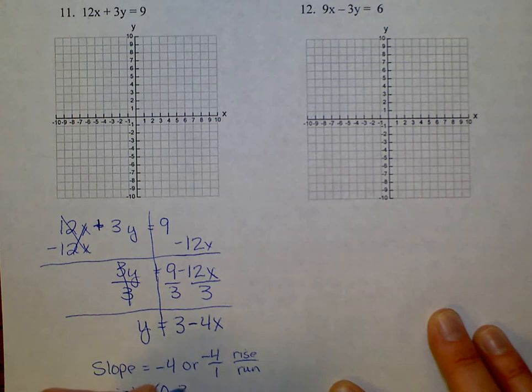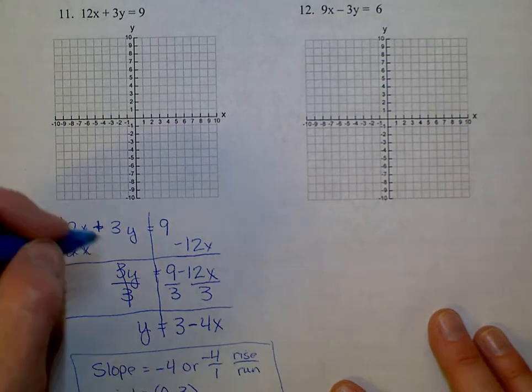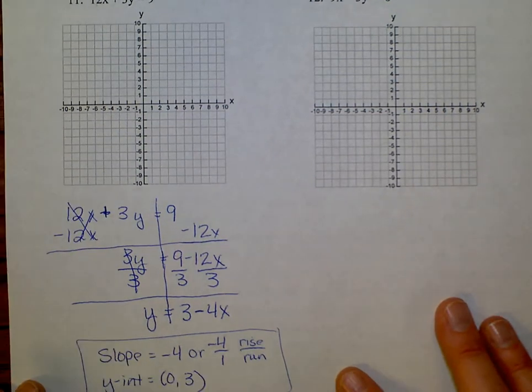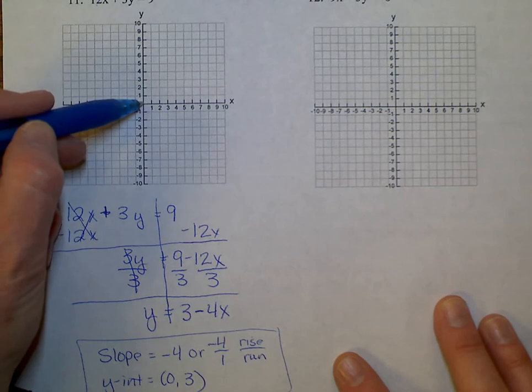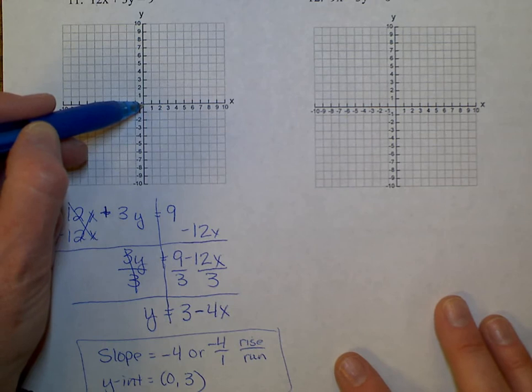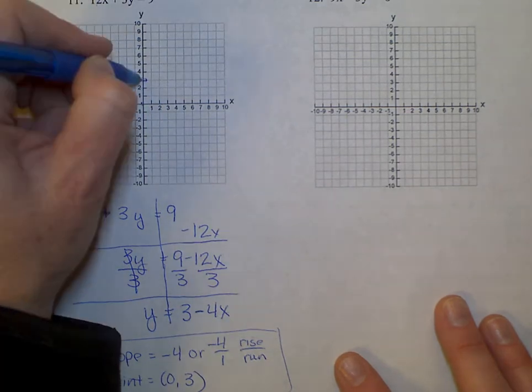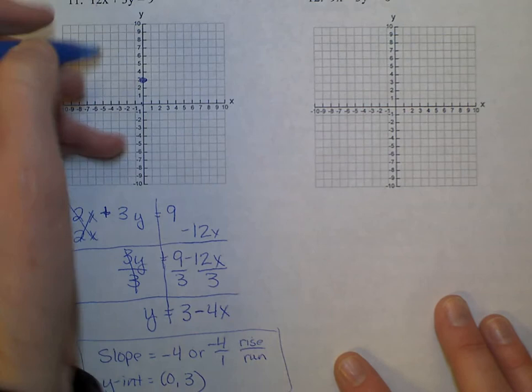So I'm going to take this information right here and I'm going to put this on the graph. So my y-intercept is at 0, 3. That means 0 means I don't go left or right on the x-axis. But the 3 means I go up to +3 on my graph. There's my y-intercept.